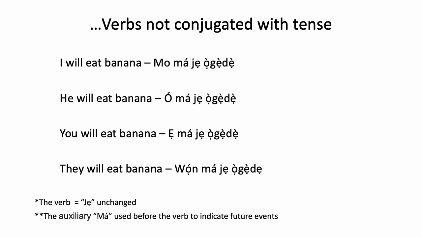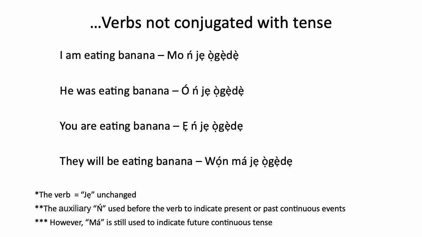Now let's consider the event in future sense. I will eat banana is mo ma je ogede. Here, the auxiliary word ma is being used to show that the event will take place in the future. He will eat banana is o ma je ogede. You will eat banana is e ma je ogede. While they will eat banana is wọ́n ma je ogede.